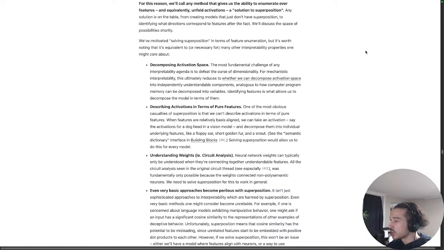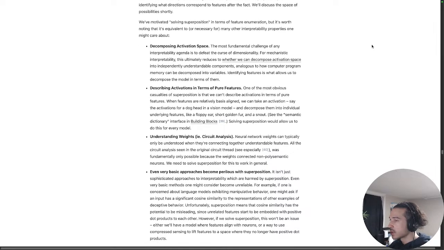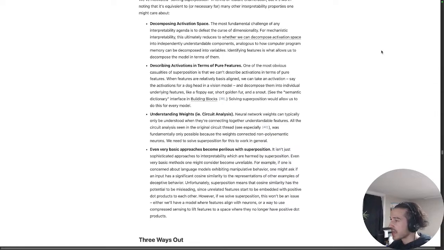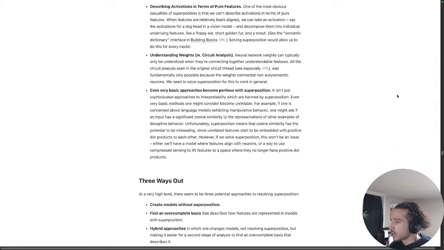Describing activations in terms of pure features. One of the most obvious casualties of superposition is that we can't describe activations in terms of pure features. When features are relatively basis aligned, we can take an activation, say the activations for a dog head in a vision model, and decompose them into individual underlying features like a floppy ear, short golden fur, and a snout. See the semantic dictionary interface and building blocks. Solving superposition would allow us to do this for every model.